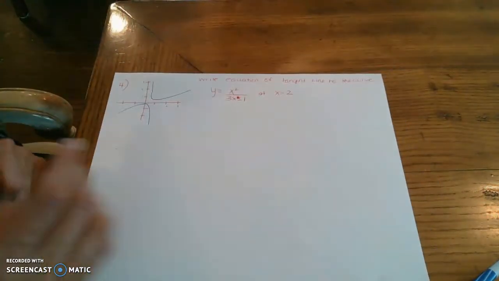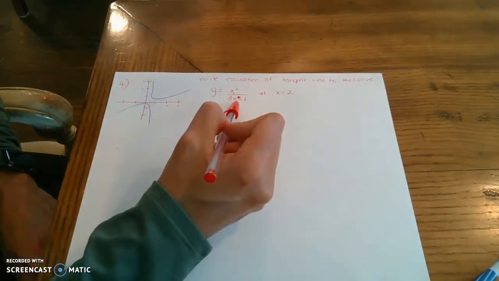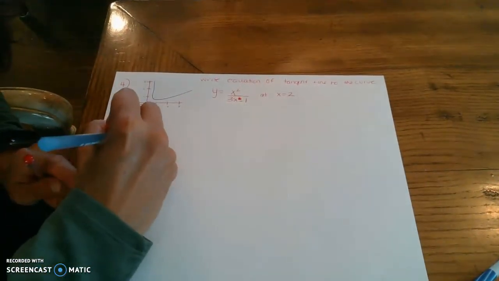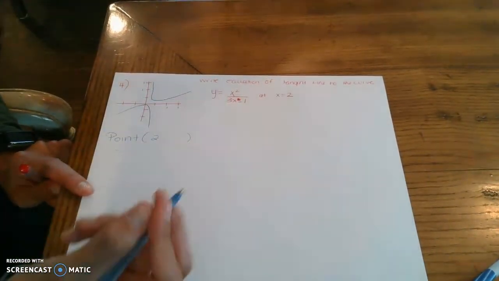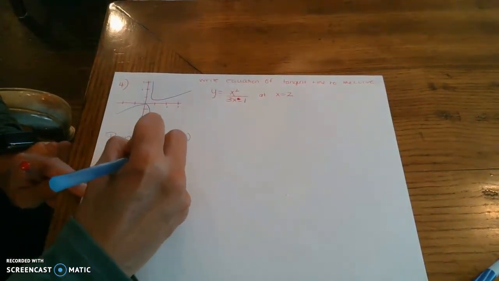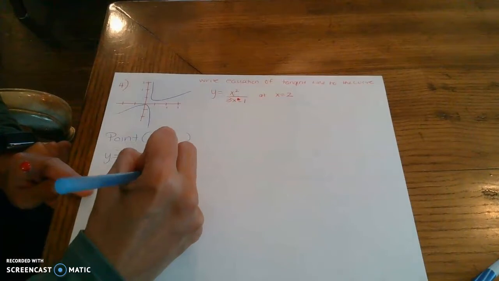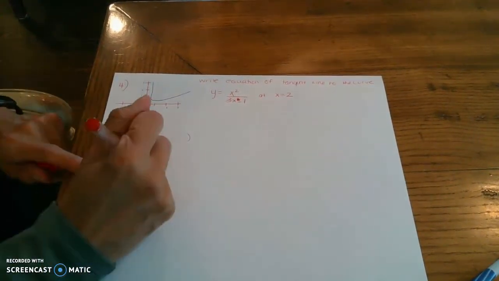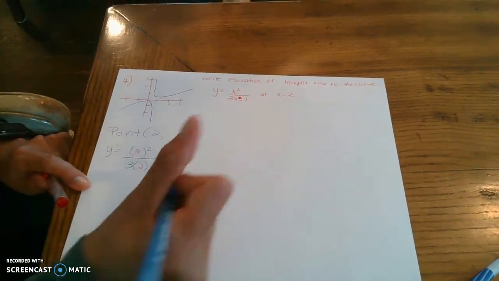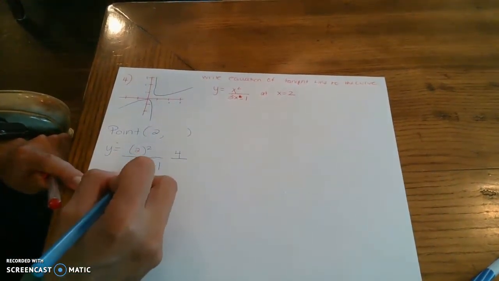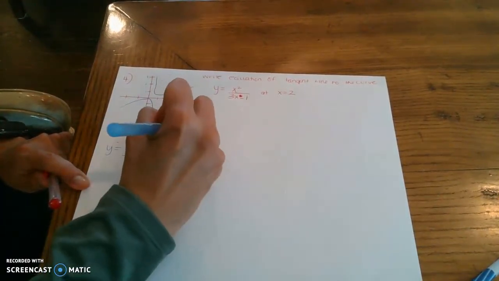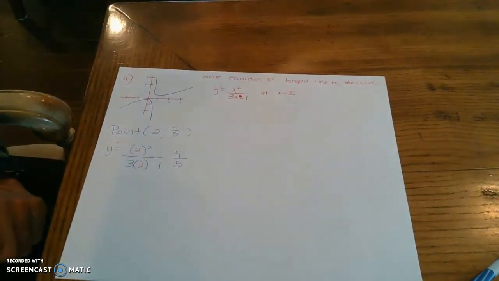All right, so here it says write the equation of a tangent line to this curve at x equals 2. So I know my point, the x value is 2, and I'm going to find the y value by just plugging it in. The big thing is knowing that you're not touching the equation, you're just subbing in the x value. Subbing in 2, I get 2 squared, which is 4, over 3 times 2 is 6, minus 1 is 5. So I get 4/5 as my y value.